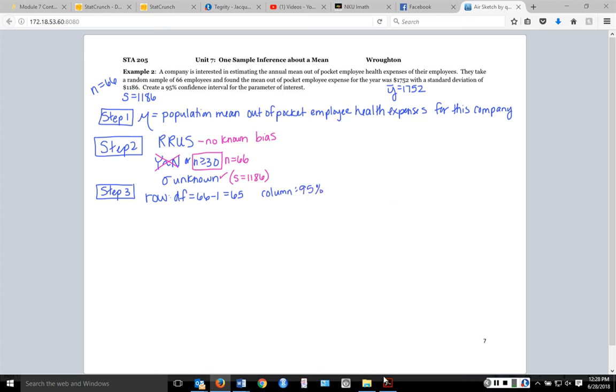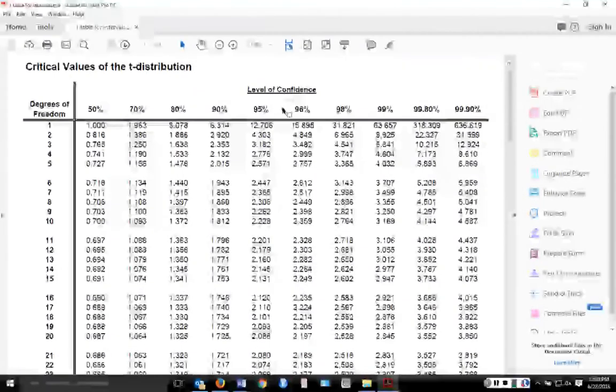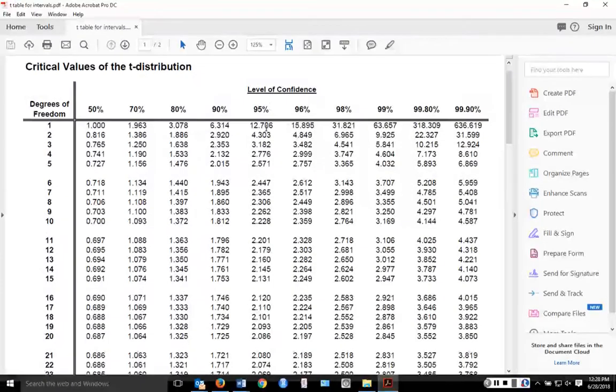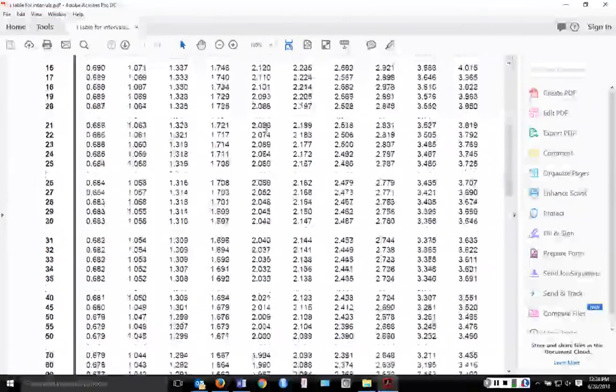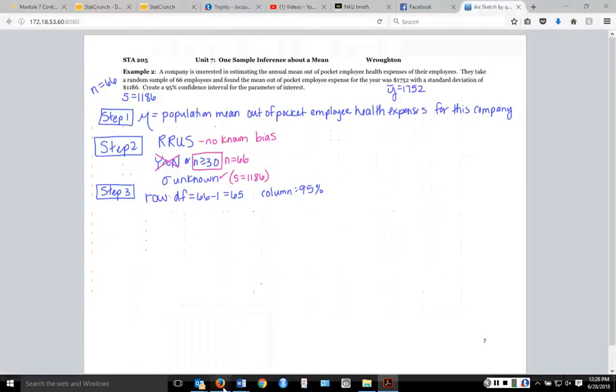So I'm going to take those two numbers here to my table. So here's our 95% confident. Then I want to scroll down to find my 65. And again, notice I don't have a 65 here. Using my rule, I'm going to round down to 60, which would give me a t of 2.000. So that will be the t that I'm going to use.